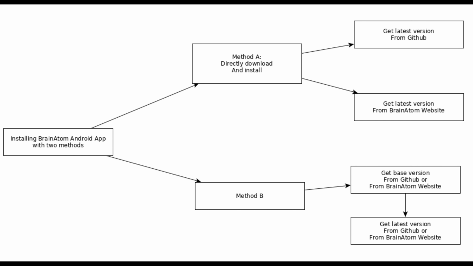The second method is a little bit more complex. You go to the website of BrainAtom or GitHub and download the base version of the APK and the latest version of the APK. Then you install the base version first. After you have successfully installed the base version, you could start to install the latest version in update mode. Then you will have no warning and you could start to use the app.